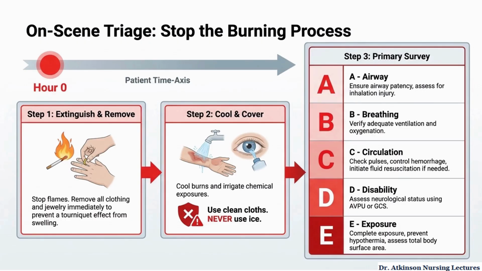On scene, extinguish flames and remove all clothing and jewelry immediately to prevent a tourniquet effect from swelling. Then cool burns with water, never ice, and irrigate chemicals. Run your ABCDEs: airway patency and inhalation assessment, breathing adequacy, circulation and hemorrhage control, disability via AVPU or GCS, and full exposure while preventing hypothermia.